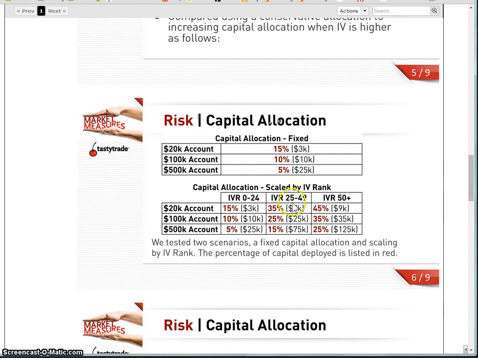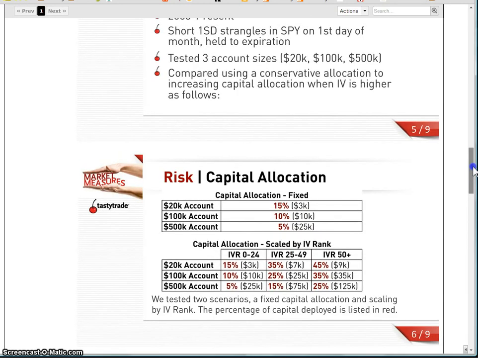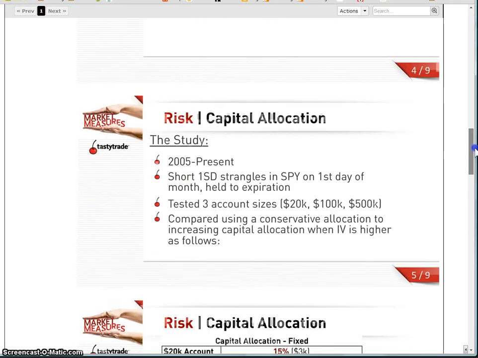So what they did was, if IV rank was between 0 and 24, and you have a $20,000 account, you want to allocate only 15% of your capital. If you have a $100,000 account, you want to allocate maybe 10%. You want 10% working. And if you have a $500,000 account, you want maybe 5% working. And of course, they did it when IV rank was higher. You know what percentage of your portfolio you allocate to a trade or into the market. And here's a study.